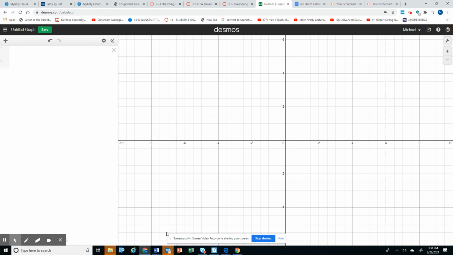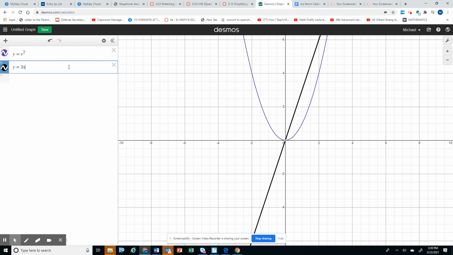Okay, I couldn't find my note sheet. The first one is we're going to use f of x is equal to x squared. I'm just going to use this y. Put y is equal to x squared. That's the first one. And then the second one is g of x is equal to 3x squared. Again, I'm going to use y is equal to 3x squared.